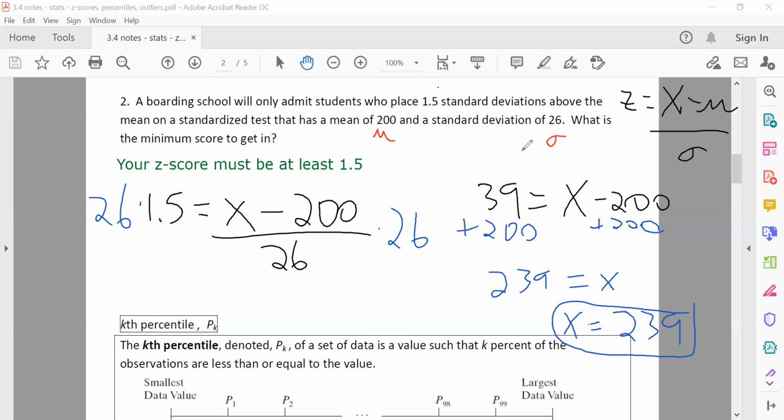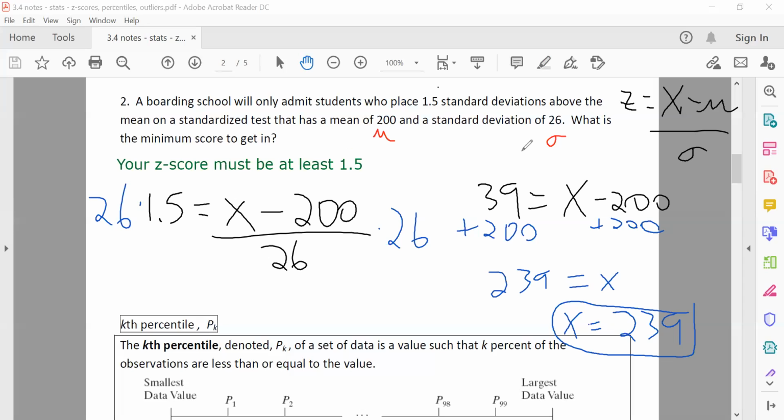So I gave you an equation for the z-score, but you could be missing a value, and then you're just going to have to solve for that value. So we do got to bring in some of our algebra skills here and there. So the boarding school requires at least a score of 239 on this exam for a student to be admitted to the school.